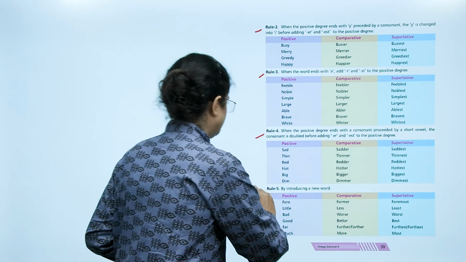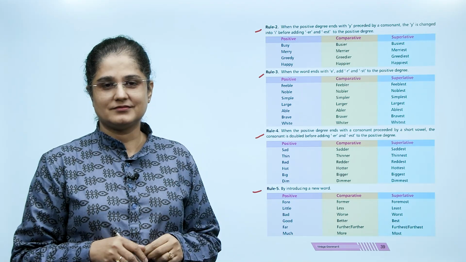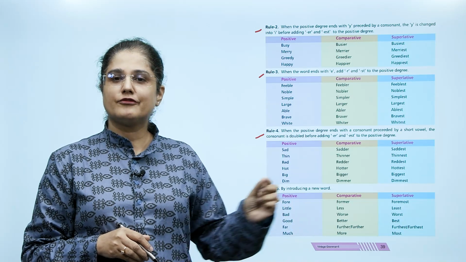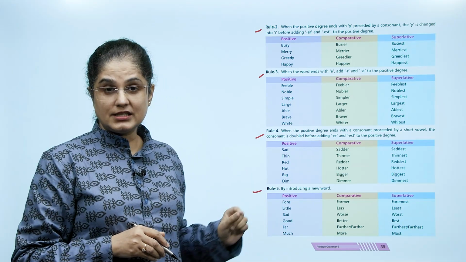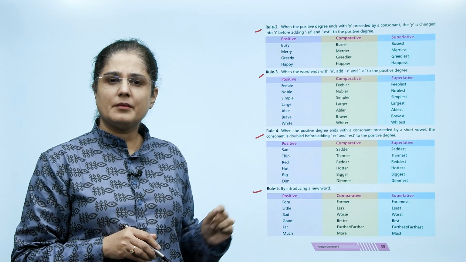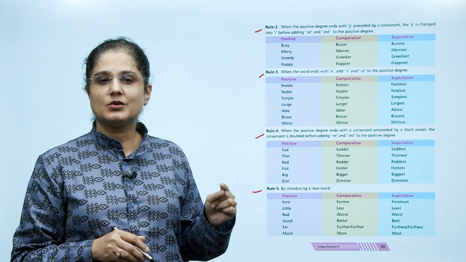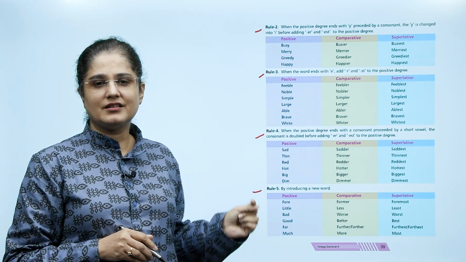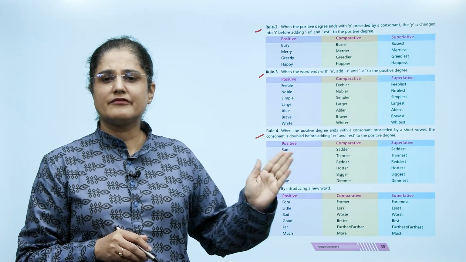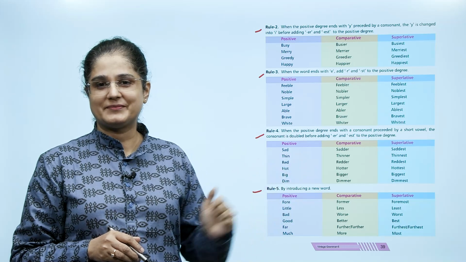Rule 5. By introducing a new word, for example, fore, former, foremost; little, less, least; good, better, best; bad, worse, worst; far, further or farther, and furthest or farthest; much, more, most.